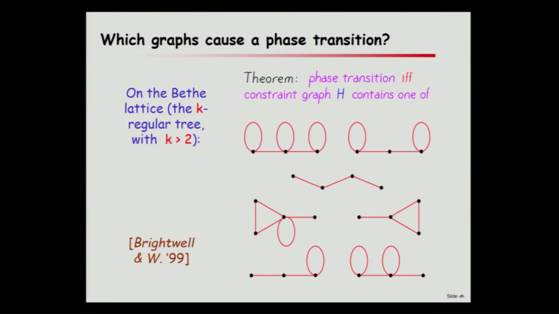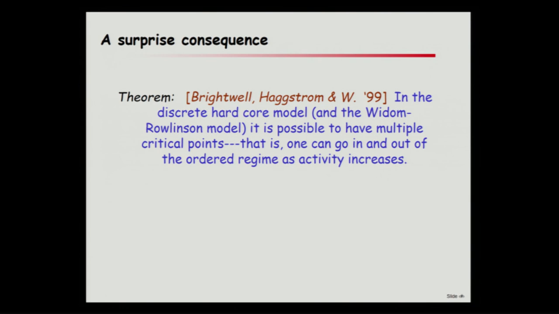And one surprise consequence out of this is that we were able to show that in the hardcore model and the Widom-Rowlinson model, you could have this bizarre situation where as you raise the stakes, you go into phase transition, and then you drop out, and then you go back in again, and you can do this some arbitrary odd number of times before you finally lock permanently in. So this is something that can't happen in the famous Ising model. And many people thought that it probably couldn't happen in any of these models, but we just couldn't prove it. But it turns out you can get some very strange, bizarre behavior.